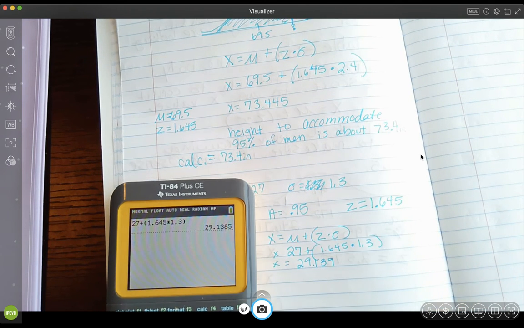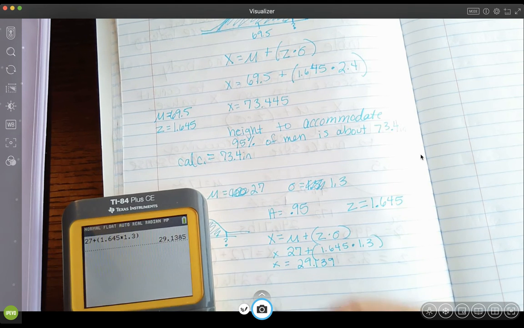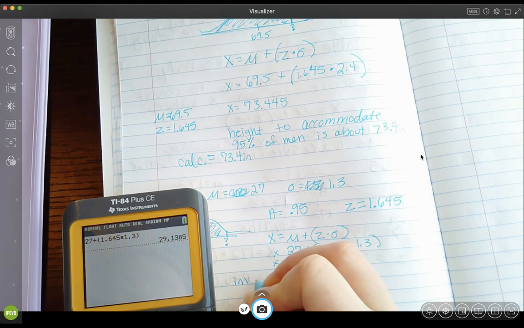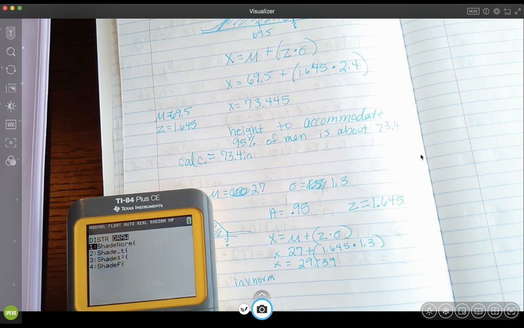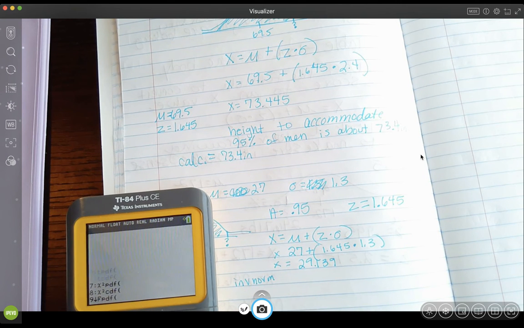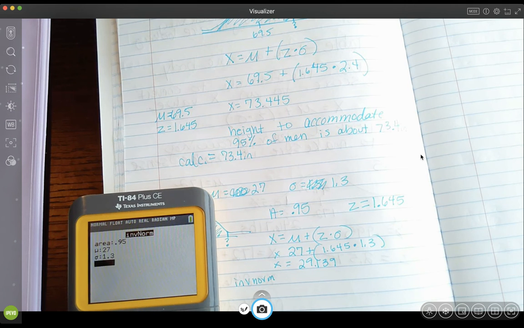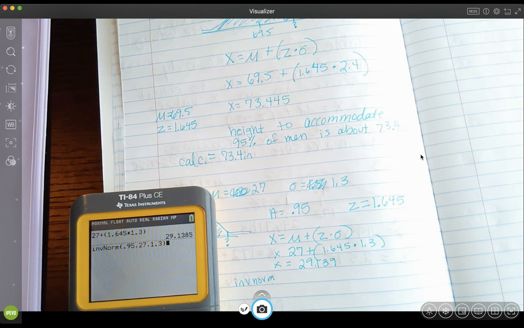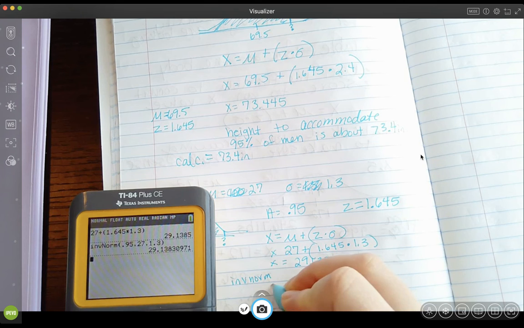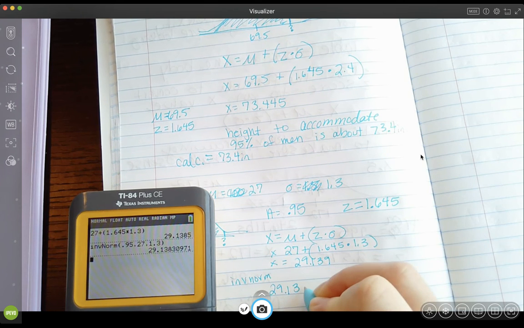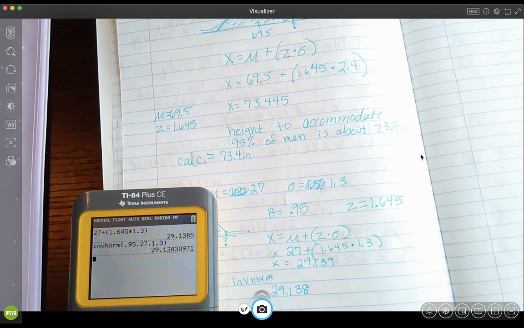29.139. And then we can use the inverse norm. And we have 95%. We have 27 and 1.3. 29.138. So, same thing.